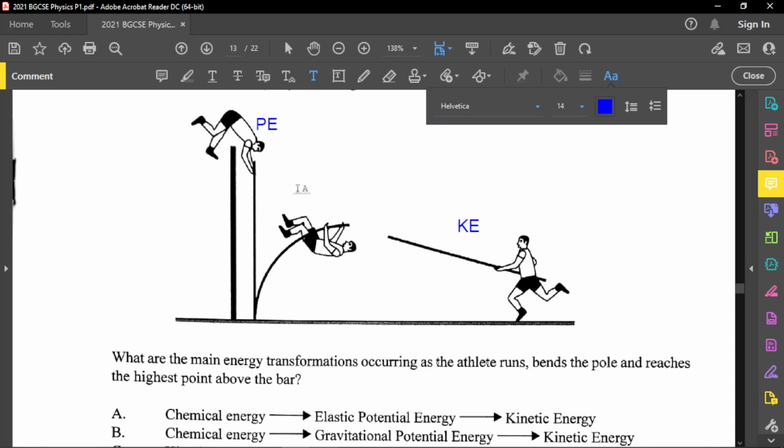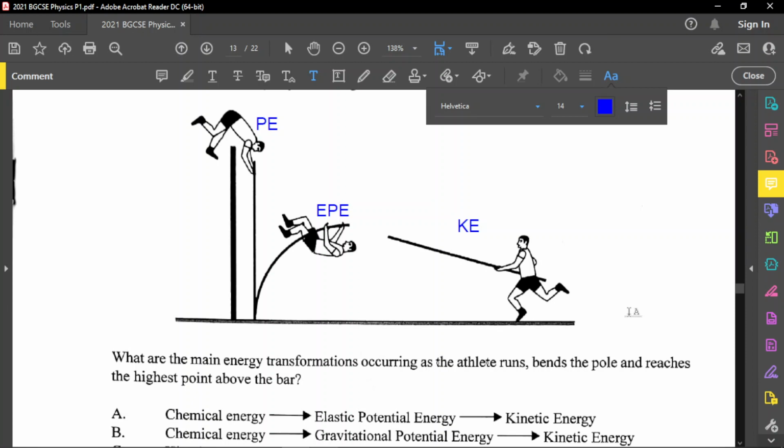But when we talk about the midpoint right here, what is happening is a conversion from kinetic energy to potential energy. But what is causing that? It is the pole, okay? So as he's launching towards the top, there's a conversion happening here. And if you notice, there is a stretching or flexing of the pole. So we can call this elastic energy, and it's also a potential, so we can call it elastic potential energy at that point.